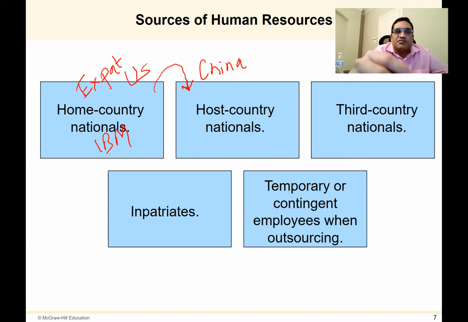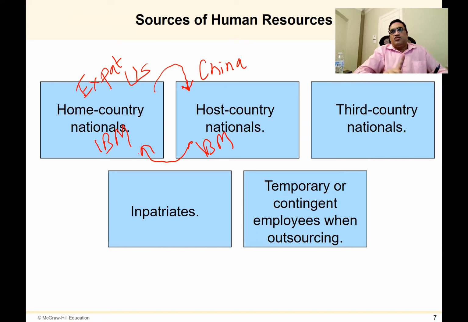So a manager from the US goes and starts working at the IBM office in China. This is called an expat. The person from the US office working in the China office is an expat. Now impat is the reverse. A local manager, a Chinese manager, comes to the US and starts working over here.